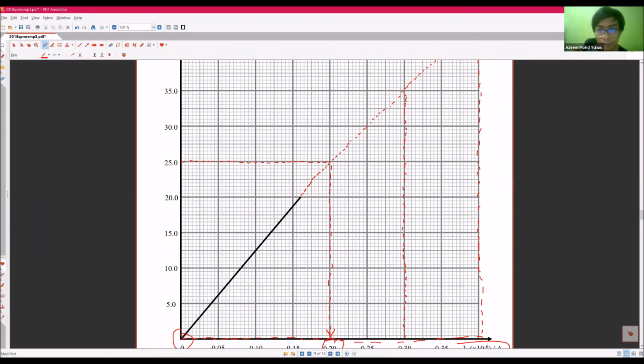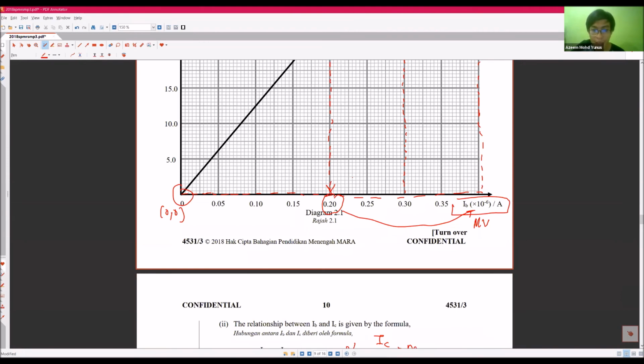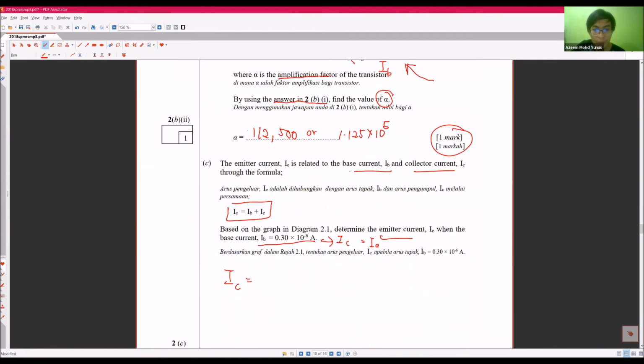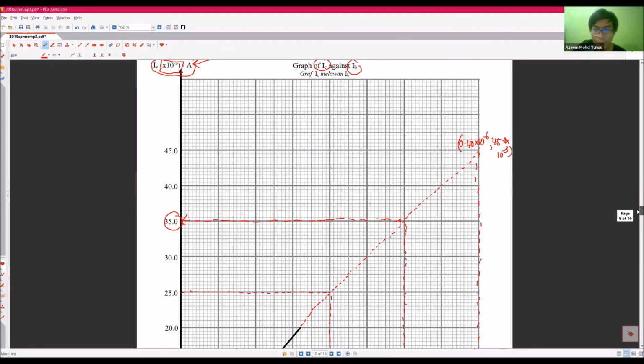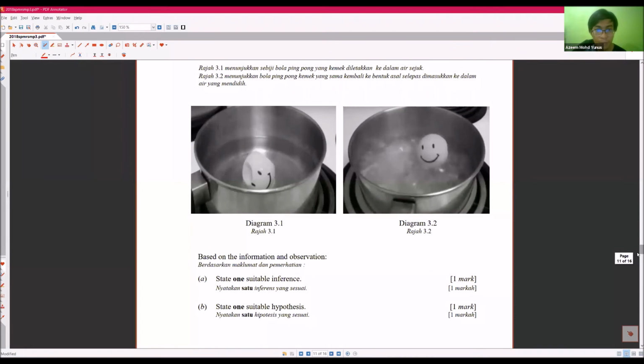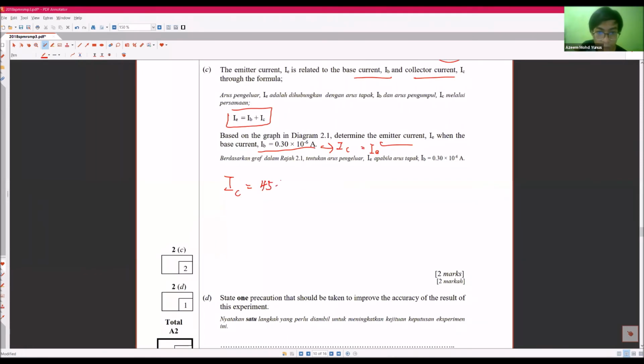And then so this is the value 35.0 times 10 to the power of negative 3. Don't forget the multiplier. 45.0. Okay. 45.0 times 10 to the power of negative 3 ampere.